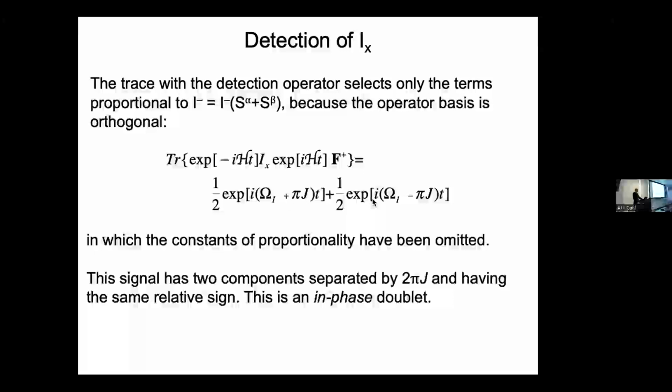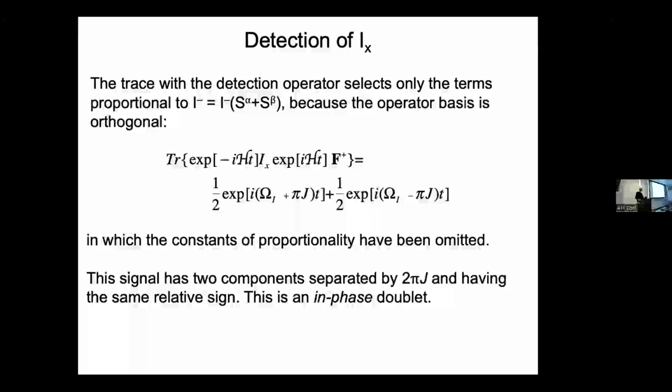So it's exactly the same as before, except for two spins. I have to remember that F plus would be I plus times S alpha plus S beta. I always have to remember that I have the identity operator there because I need a 4x4 matrix, not a 2x2 matrix. And then I just pick out the two doublet components. And once again, even though the detection operator is I plus, we say we detect I minus because of this trace operation.